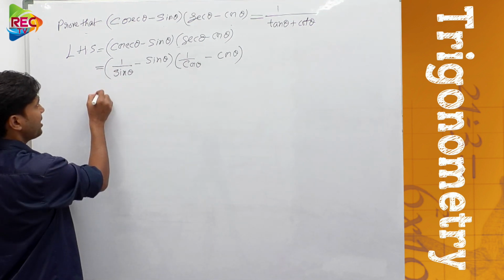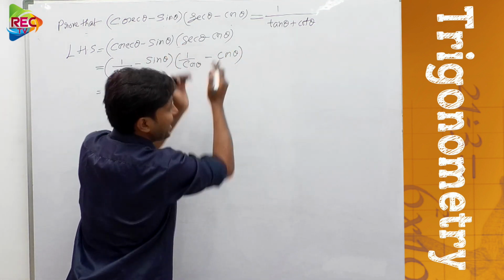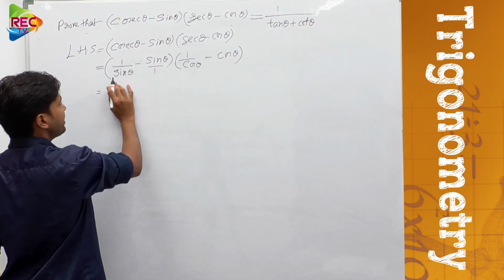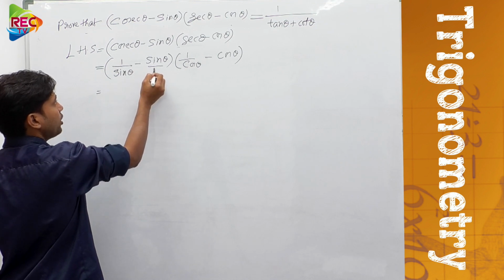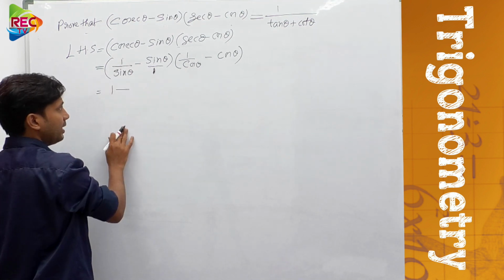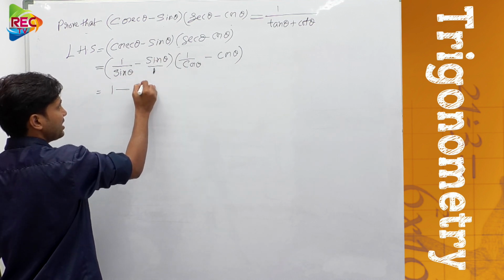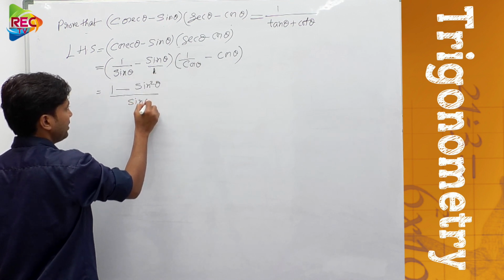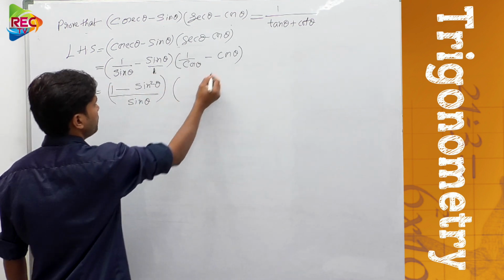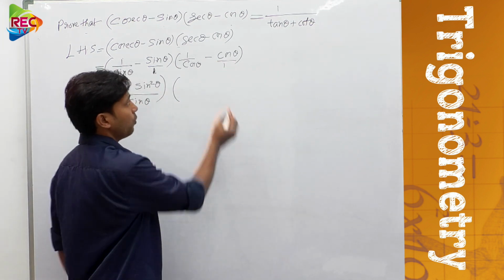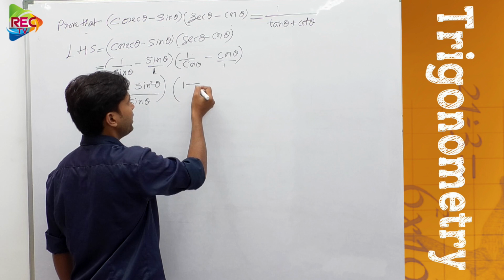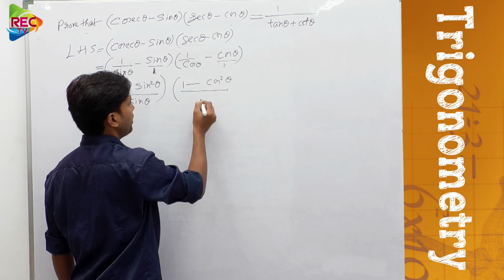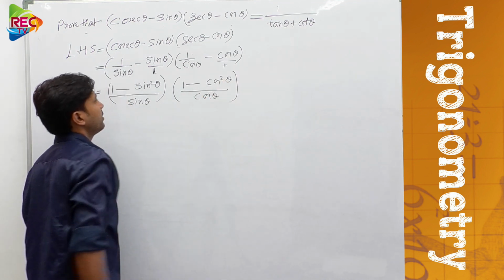Now you can do one step more. Now solve these individual brackets. How do you solve it? Taking the LCM, here we can put 1 in the denominator. 1 into 1 would be 1 square, that means 1. Sin theta into sin theta would be sin square theta, by sin theta into 1, sin theta. Now into, again here denominator 1, we can take 1 into 1, 1 square, that means 1 only. Cos theta into cos theta would be cos square theta, by cos theta into 1 would be cos theta. Like this we can do.